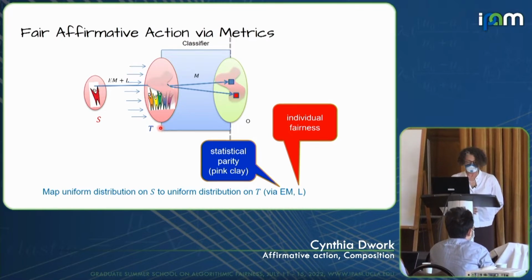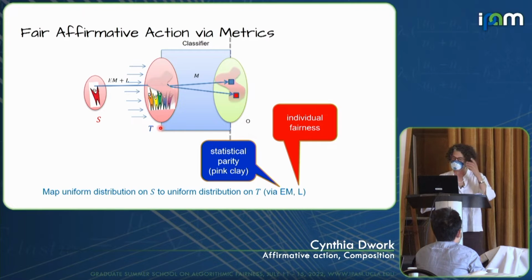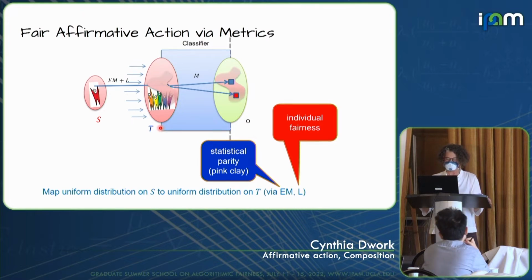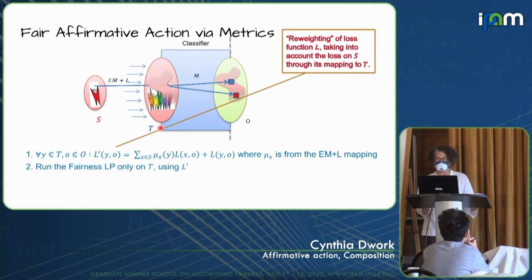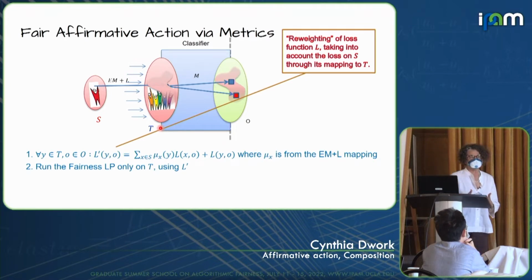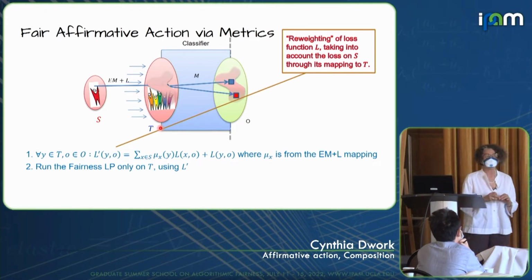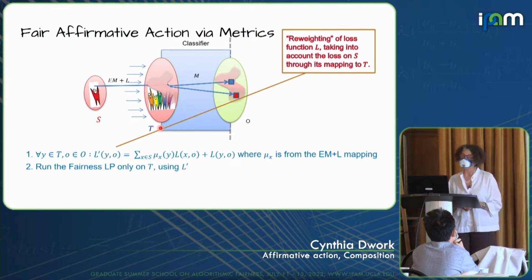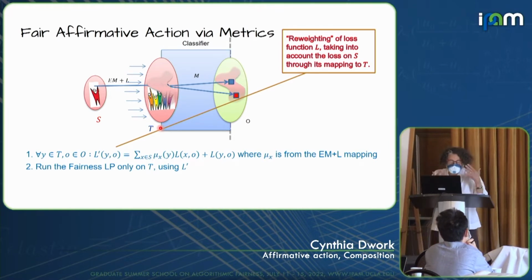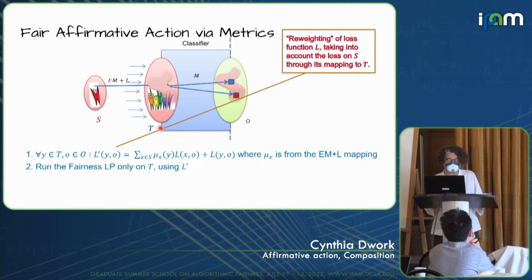Let me just remember where I was. So when we do this, we're implicitly reweighting the loss function. I'm sorry, we want to reweight. We might choose to reweight the loss function L that we use for our optimization here in the fairness LP. If you remember, we're optimizing subject to the Lipschitz constraints on the elements of T.